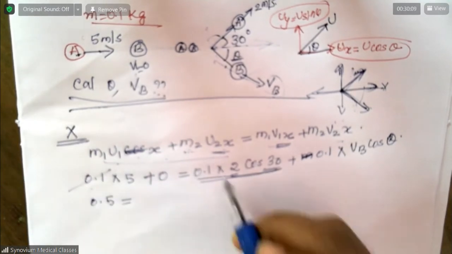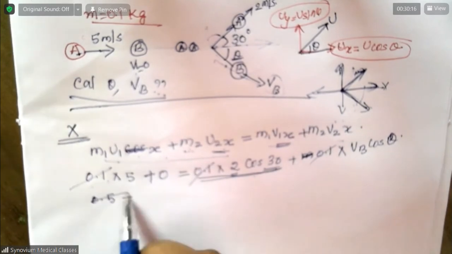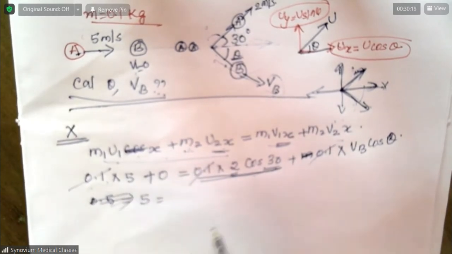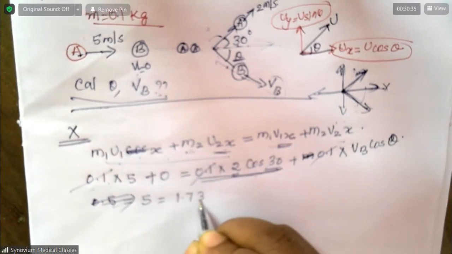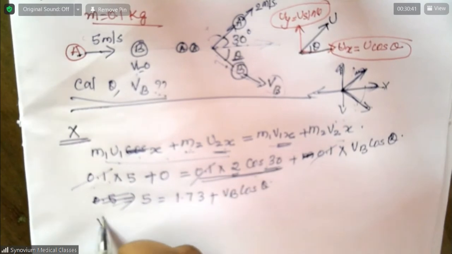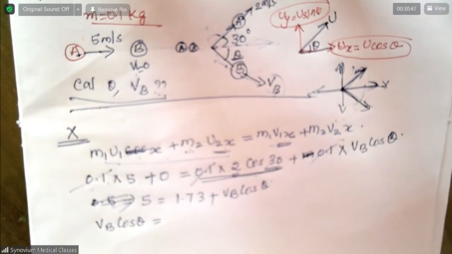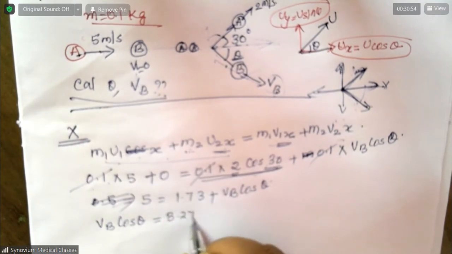Yes, we can cancel them out because both sides have it, no problem. So 5 is equal to root 3, 2 cos 30, root 3. Root 3 means how much? 1.732. So 1.73 plus VB cos theta. Therefore VB cos theta is equal to 5 minus 1.73, which is 3.27. This is equation 1.